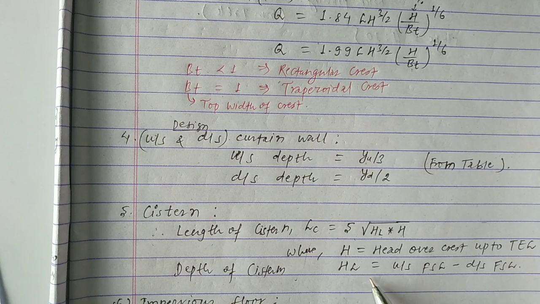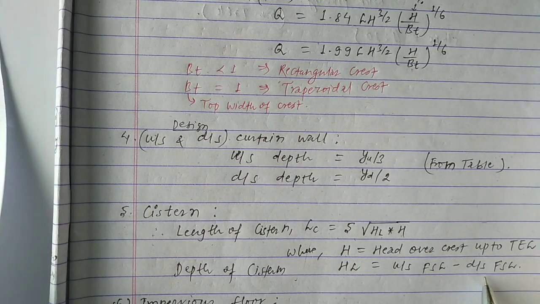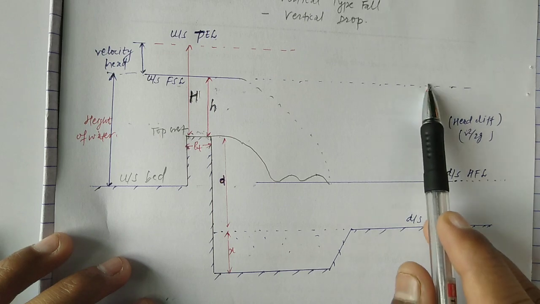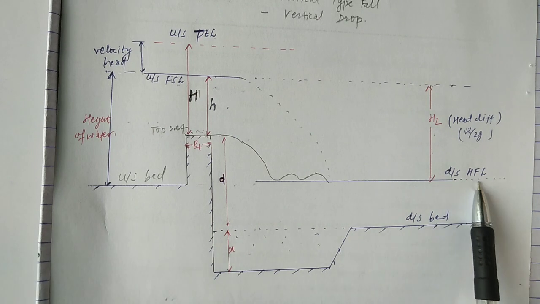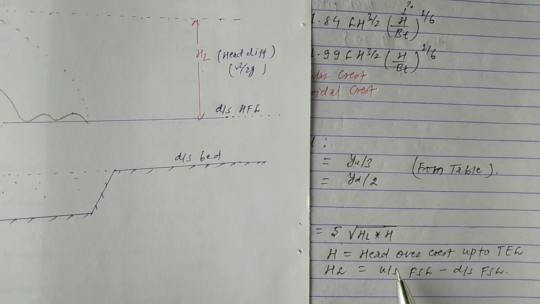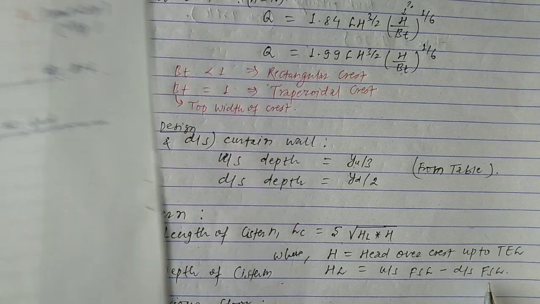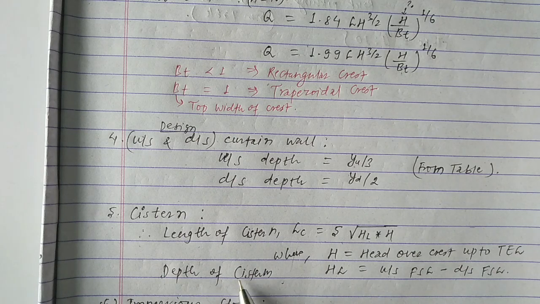Okay, and HL can be simply calculated. HL is the head difference. Head difference can be calculated as the upstream full supply level minus the downstream full supply level. You can see here, this is the head difference, and this is denoted by HL. This is the distance from here to here, between the upstream full supply level and the downstream full supply level. For this we have to subtract the downstream full supply level from the upstream full supply level. Then we can easily get the value of HL. Okay, and we can calculate this length of cistern and depth of cistern.